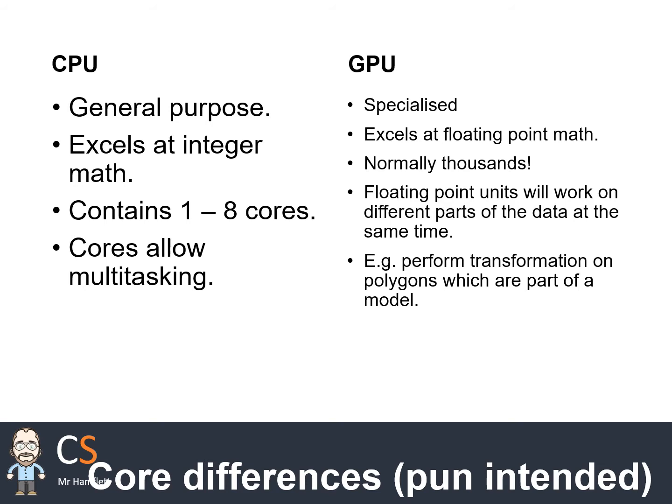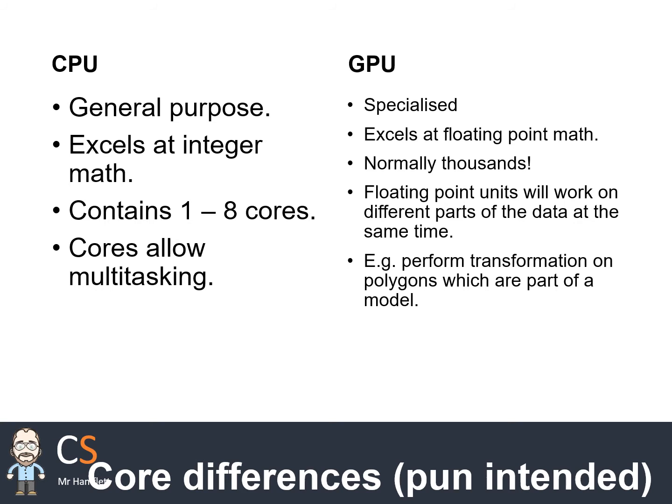So CPUs tend to excel at integer maths. Now, most general purpose computing is integer based, not all of it obviously, and CPUs will have a floating point unit, of course they do. However, GPUs excel at floating point maths specifically because that's the kind of maths that tends to be used in 3D models and games.